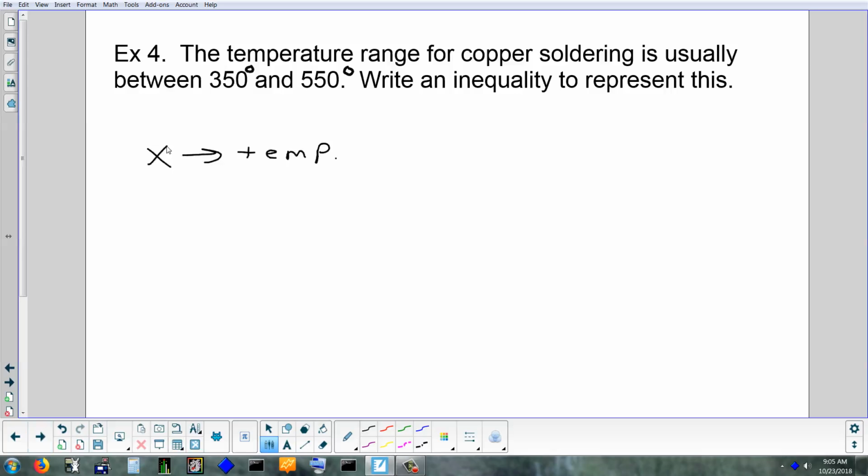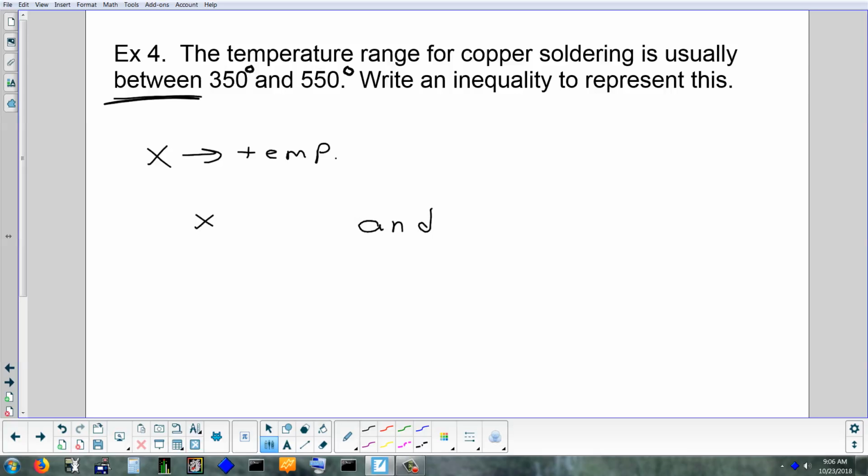Okay. So we want the temperature to be, it says between. What word do we usually use with inequalities when we want between? Is that an and, or is that an or? Savannah? That's an and. Good. So we're going to have 2 inequalities, right? We have a minimum temperature that we have to be at, and then we also have a maximum temperature. It says we have to be between 350 and 550.